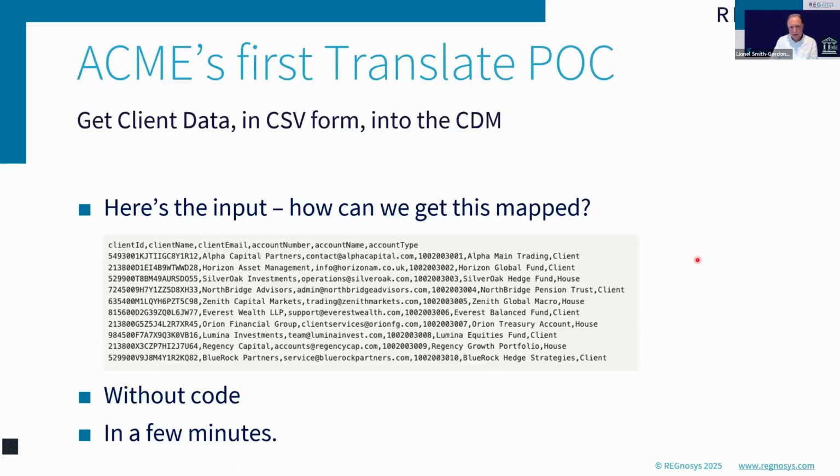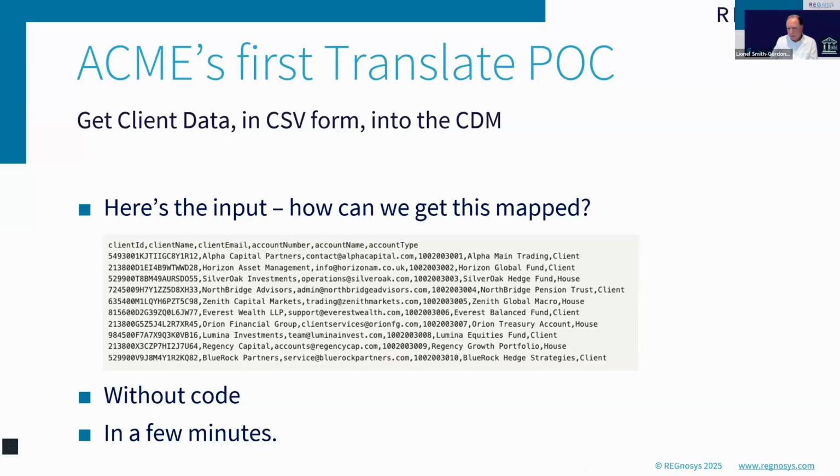So this is our first Acme Bank Translate POC that we're going to work on together. And the objective is to take some CSV data, which you can see on the screen here. Not a lot of it. It's quite simple, but it is CSV data. And we want to map that, model that in RUNE, and map it into the CDM without any software code, no Java, no Python. And we want to do that in a few minutes.